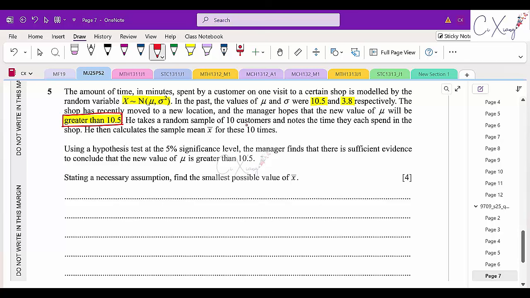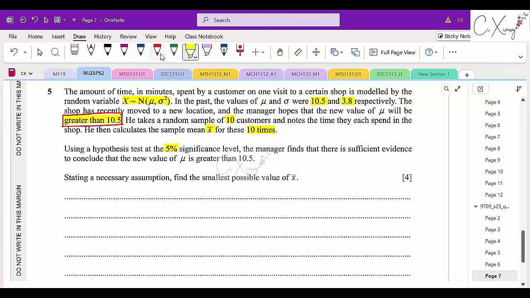He takes a random sample of 10 customers and notes the time they each spend in the shop. He then calculates the sample mean of these 10 times. Use a hypothesis test at a 5% significance level. The manager finds that there's sufficient evidence to conclude that the new value of mu is greater than 10.5. Stating a necessary assumption, find the smallest possible value of the sample mean.